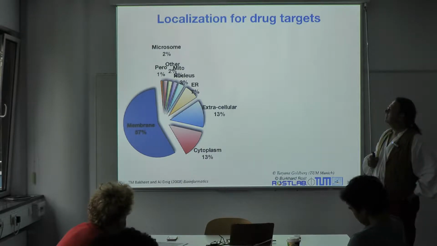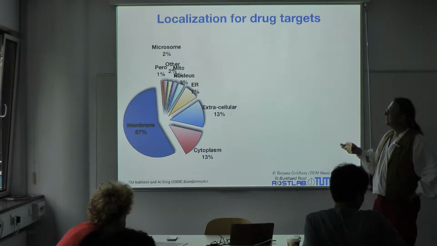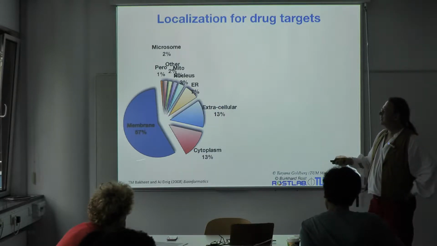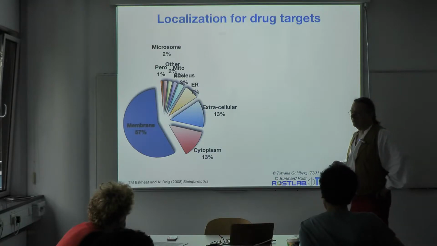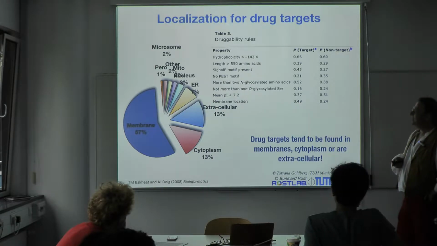But this is a very important classification. Now, functionally important classification. When we look at drug targets, then about 60% of those are in the membrane. So that's a high fraction. And many of these are so-called GPCR receptors.